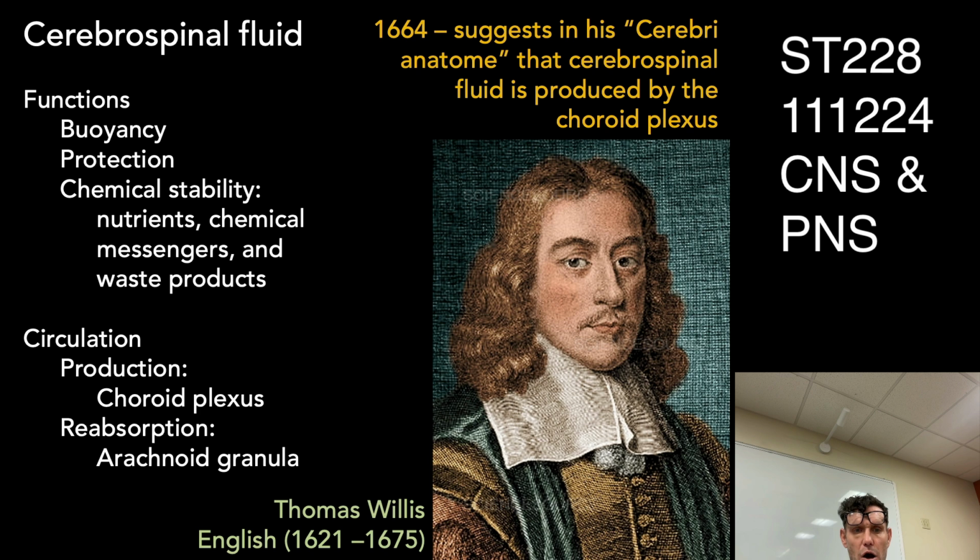And then our buddy Tom Willis. So we've talked about Tom Willis and the remarkable drawings that he made that really influenced our understanding of the brain. In 1664, in a book he titled Cerebri Anatome, just anatomy of the cerebrum, he suggests that it is produced by the choroid plexus, which was correct. That was actually an incredibly astute observation that Willis made.